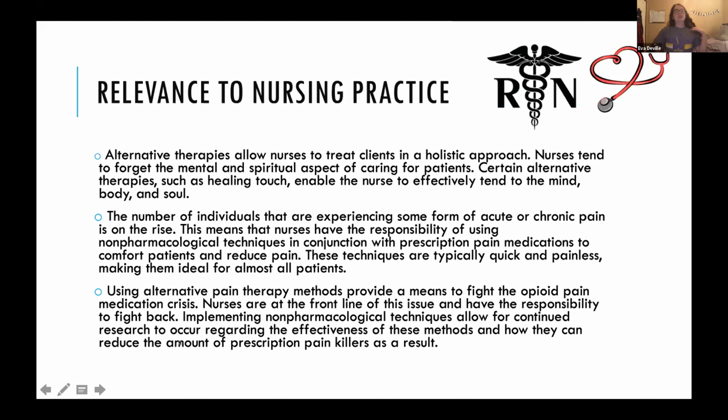For relevance to nursing practice, alternative therapies allow nurses to treat clients in a holistic approach. Nurses tend to forget the mental and spiritual aspect when they're caring for their patient, and certain alternative therapies such as healing touch enable the nurse to effectively tend to the mind, body, and soul.